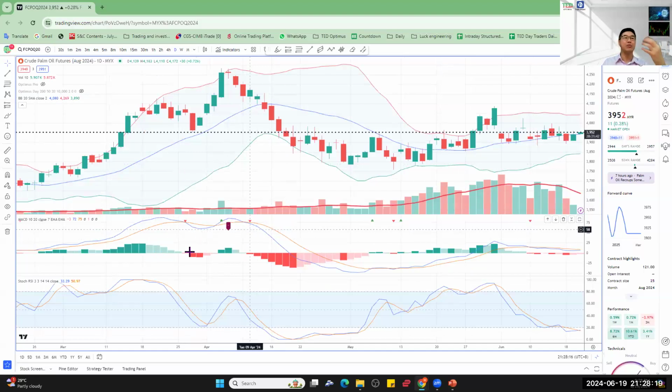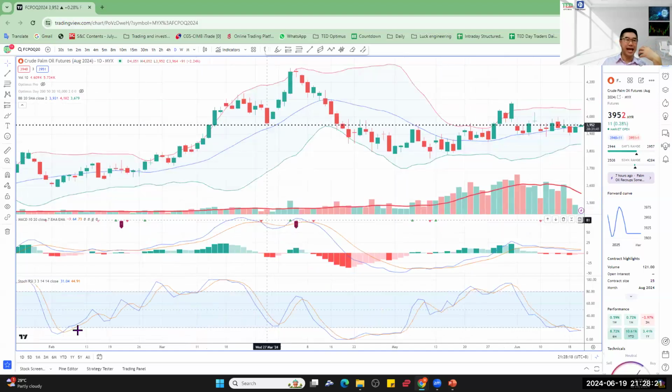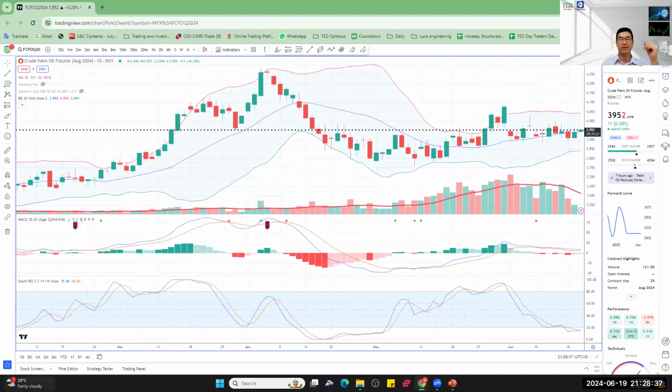So when you enter, you want a quick entry. You want to get in quickly, so you use a momentum or leading indicator. But when you want to get out, you use a lagging indicator, so that you have the best of both worlds.